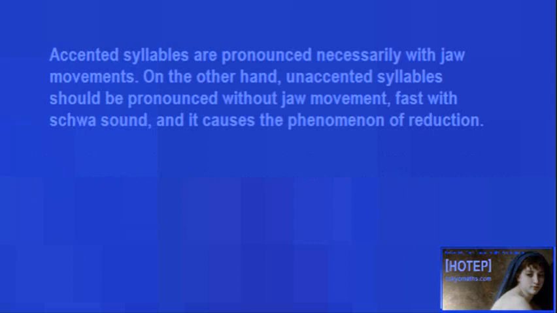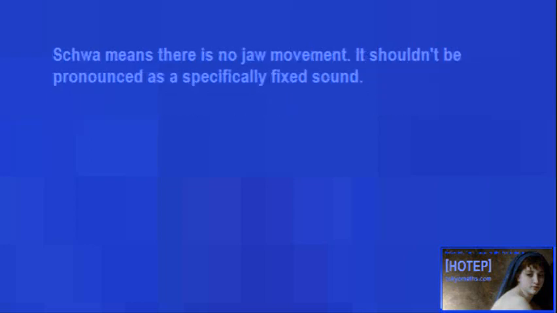Accented syllables are pronounced necessarily with jaw movements. On the other hand, unaccented syllables should be pronounced without jaw movement, fast with schwa sound, and it causes the phenomenon of reduction. Schwa means there is no jaw movement. It shouldn't be pronounced as a specifically fixed sound.